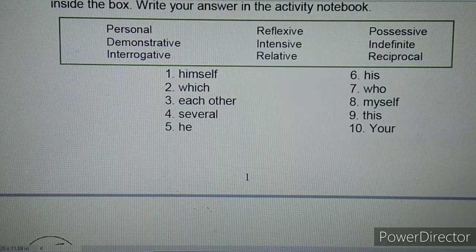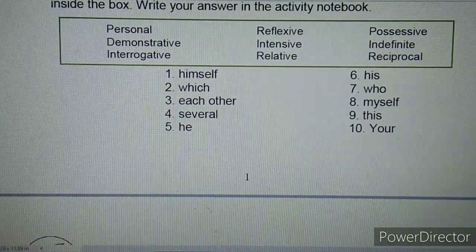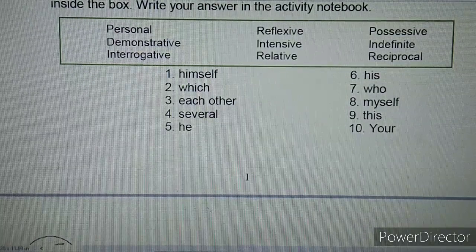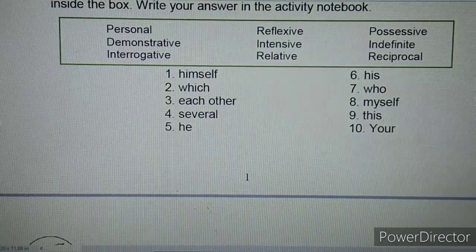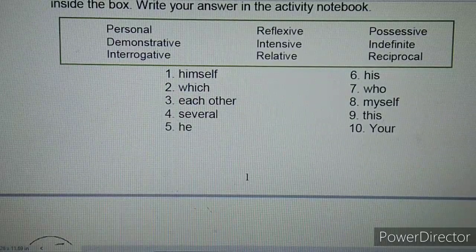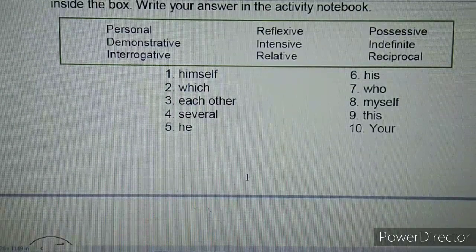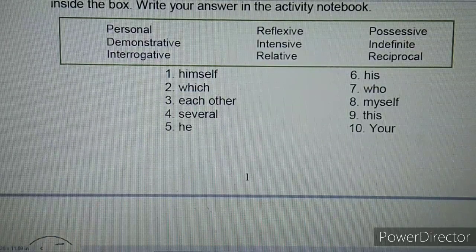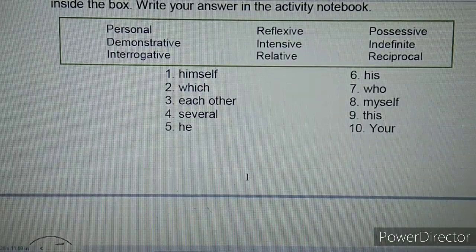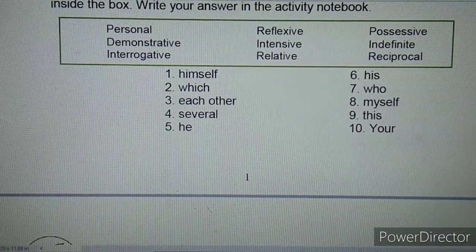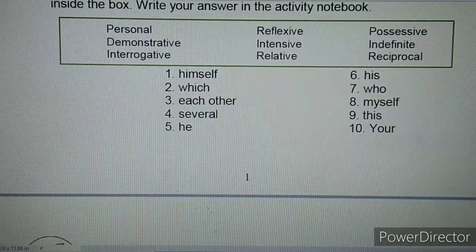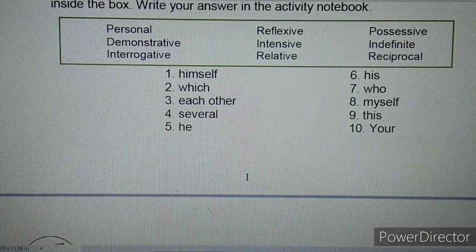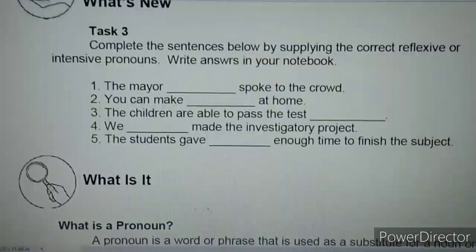Number 8. What kind of pronoun is the word myself? The correct answers for number 8 are reflexive pronoun and intensive pronoun. Number 9, we have the word this. What kind of pronoun is the word this? The correct answer is demonstrative pronoun. And last but not the least, number 10, we have the word your. What kind of pronoun is the word your? The correct answer is possessive pronoun.